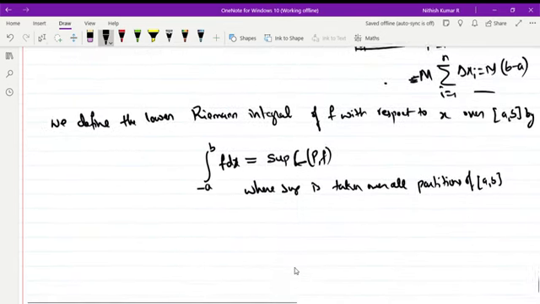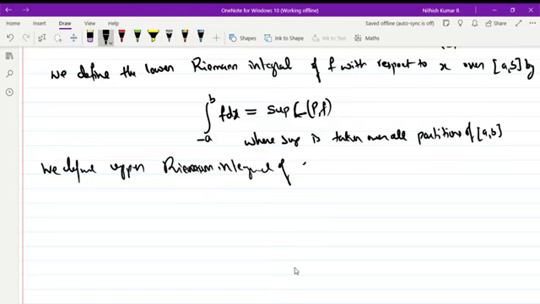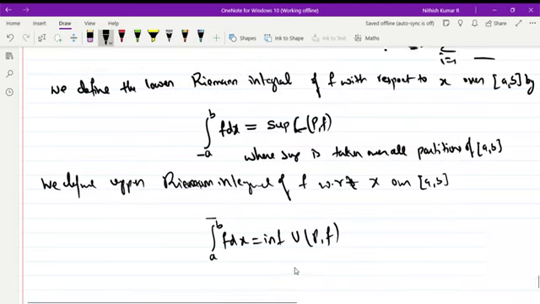Similarly we define the upper Riemann integral of f with respect to x over the closed interval a comma b. Here it's a line, so this will again indicate the upper Riemann integral. The integral of f dx is nothing but now we are taking the infimum of UPF.